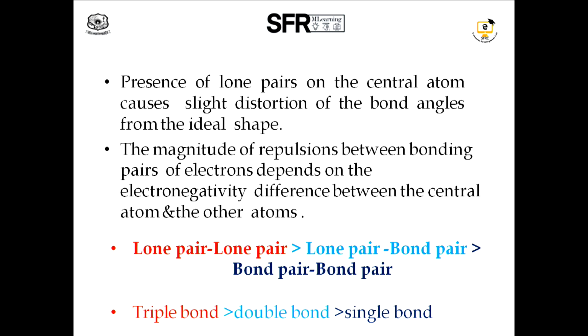The presence of a lone pair on the central atom causes a slight distortion of the bond angle from the ideal angle. The magnitude of the repulsion between the bonding pairs of electrons depends upon the electronegativity difference between the central atom and the other atoms. The repulsion strength depends upon the order: lone pair with lone pair, then lone pair with bond pair, because the lone pair takes more space around the central atom. And among bonds, a triple bond causes more repulsion than a double bond and a single bond.